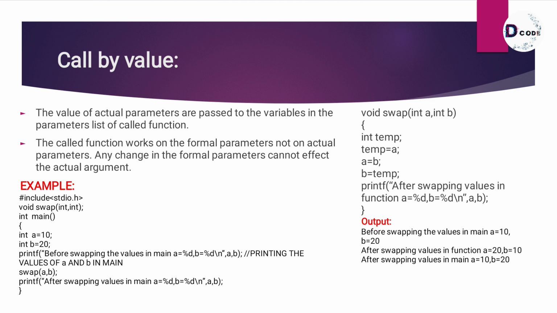Then the compiler comes out of the function. Now there will not be any change in the values of actual parameters. So after swapping, in the main function, the values of a and b are printed as 10 and 20, as you can see in the output. This is how call by value works.